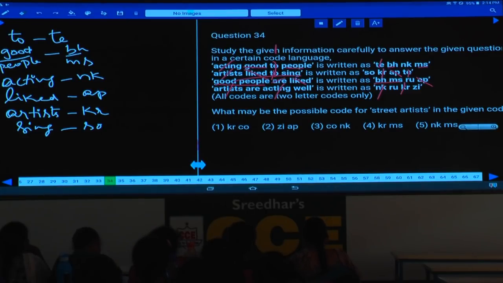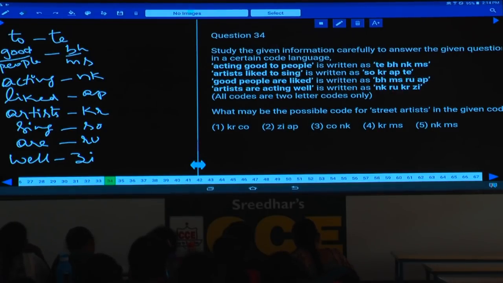Now in the third one, R is the only word left over, and the code which is left over is RU. And the code to the word R is RU. Next one, R is RU. Then what is left over here? Well. And the code to the word well is ZI. Now these are the words and their corresponding codes.